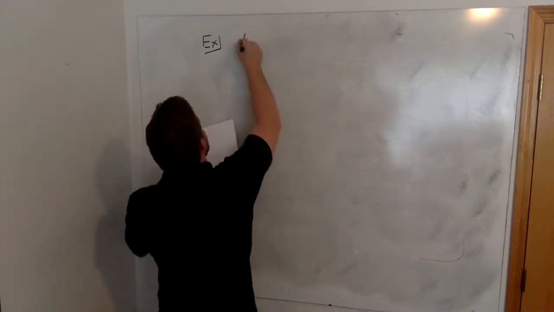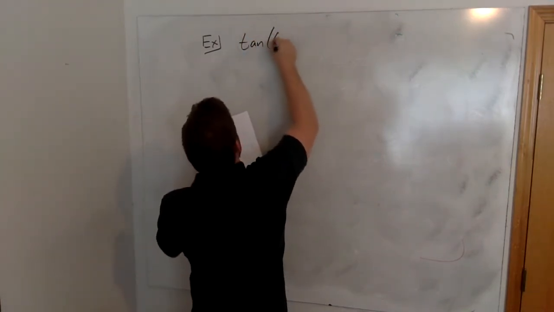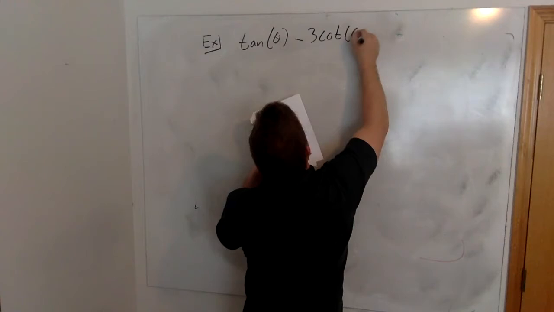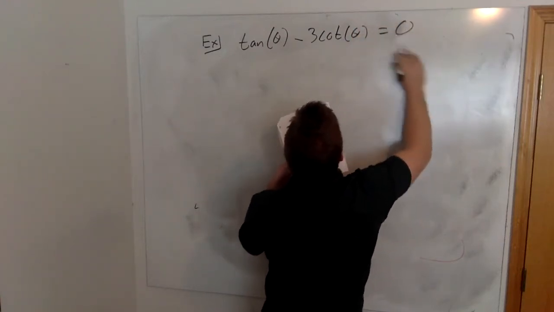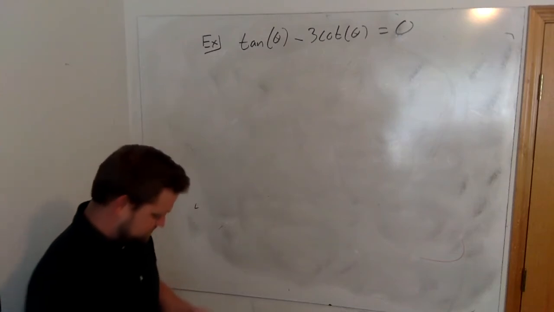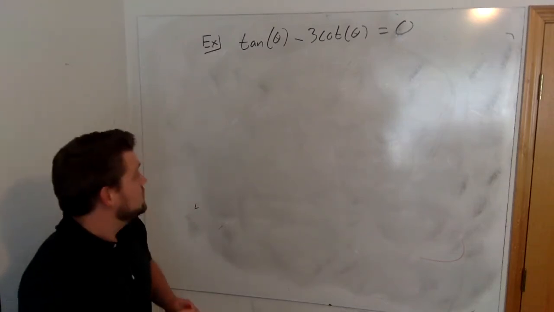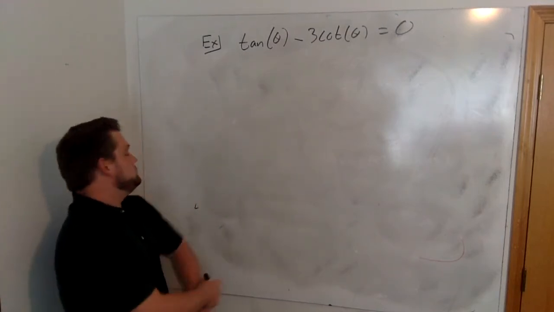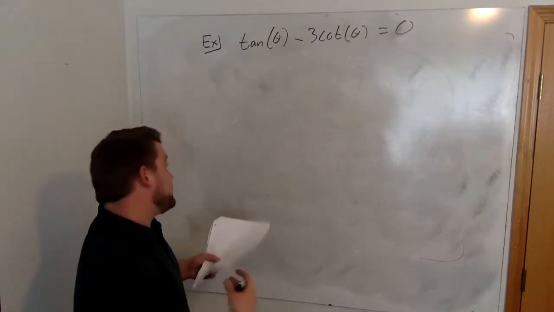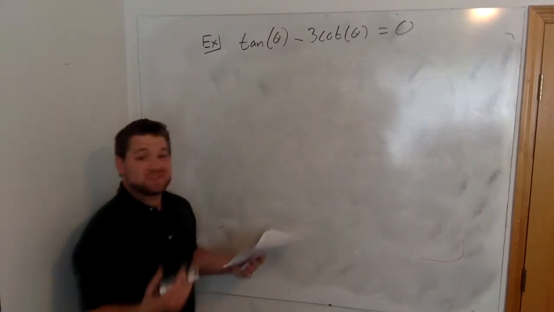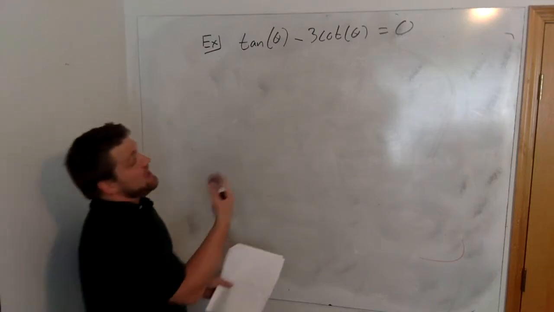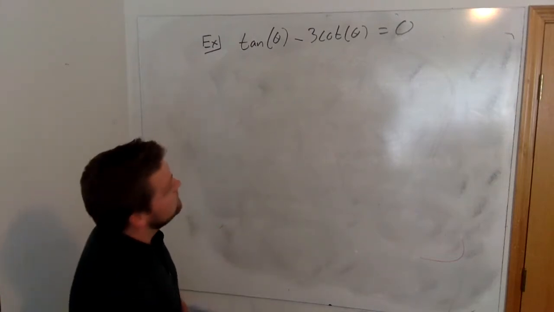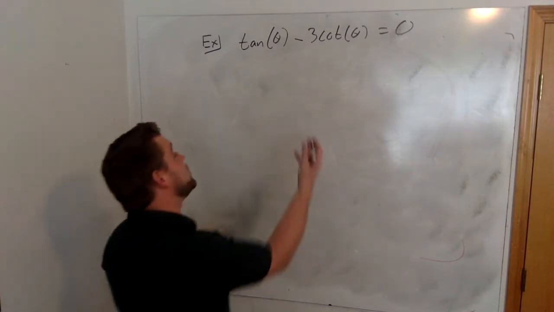Let's try to solve tangent of theta minus 3 times the cotangent of theta equals 0. Let's give this one a shot. Okay, what to do with this problem? Well, if things were being squared, you might be able to use one of those nice Pythagorean identities with tan squared, but the Pythagorean identity with tan squared has a secant squared in it. So I don't know if that'd be super helpful for us here because we have a cotangent.